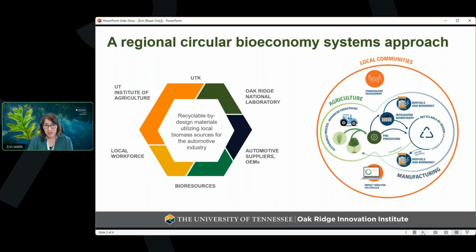In our particular system, this is a large partnership that started within UTORI, the UT Oak Ridge Innovation Institute. This week, we're really excited that NSF is also going to be supporting this overall concept with their NSF Engines program. The UTORI program brings together the UT Institute of Agriculture, the UTK main campus, Oak Ridge National Lab, where I'm at, local industry, our vast abundance of bioresources in the region, and local workforce. Now we're able to bring in more industry and other partners through this NSF Engines program that's going to start soon.